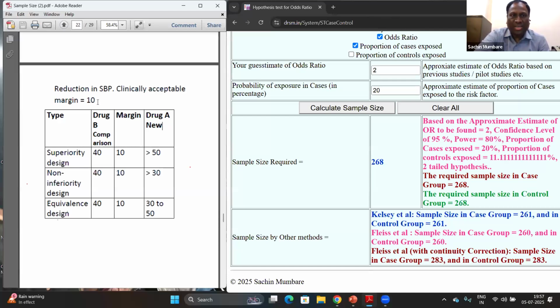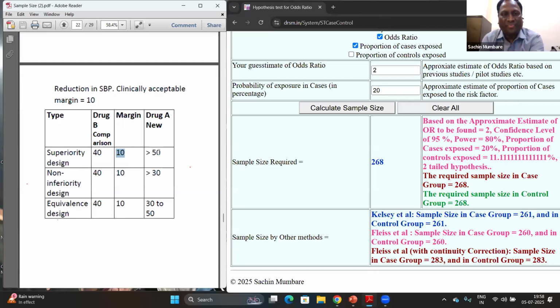If the reduction in systolic blood pressure is only 45, with drug B it is 40, with drug A it is 45. So the difference is within the superiority margin. So I will not say drug A is superior to drug B. I will say drug A is superior to drug B only if this reduction exceeds the margin of superiority. Understood?